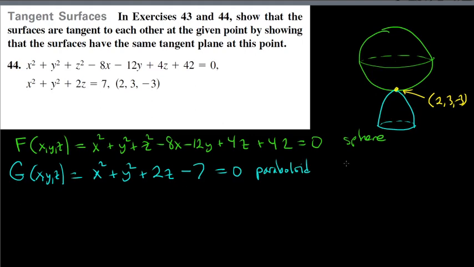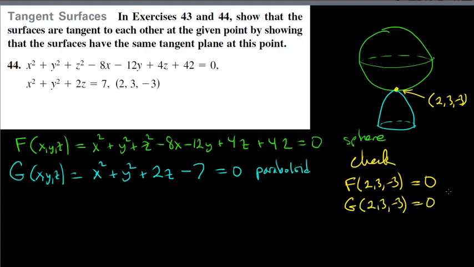First of all, we should check that this point is on both the sphere and the paraboloid. In other words, what we have to check is that if I plug (2, 3, -3) into F, I really do get 0, and do the same thing for G. Plug those in and make sure this equals 0. I'm going to let you do that because that's just basic math. Just plug in the numbers and see if it's 0. That just tells us that the point is common to both the sphere and the paraboloid.